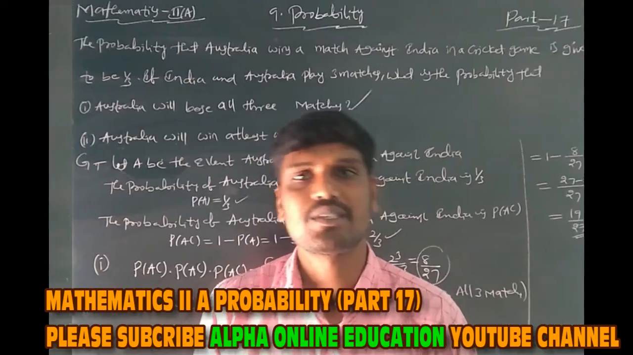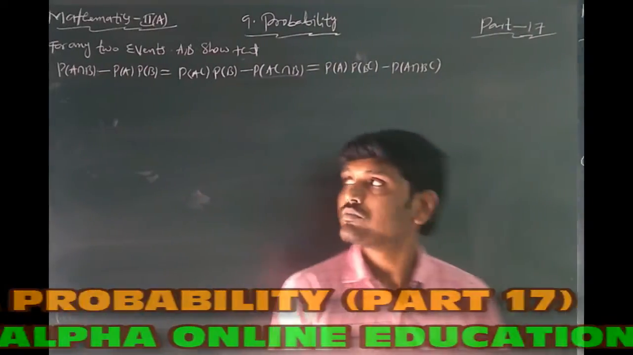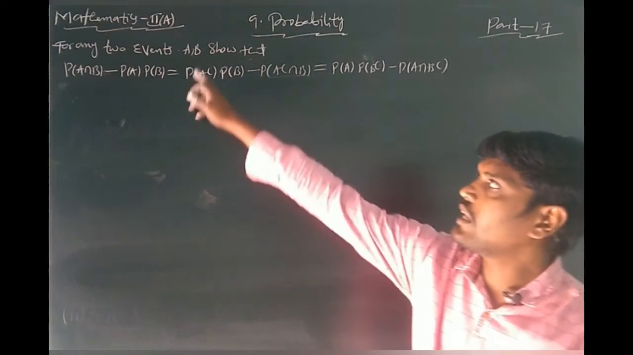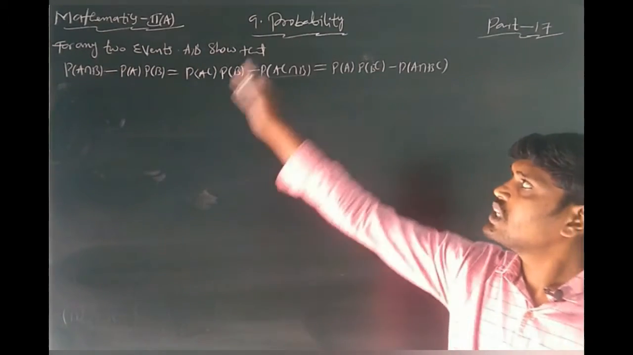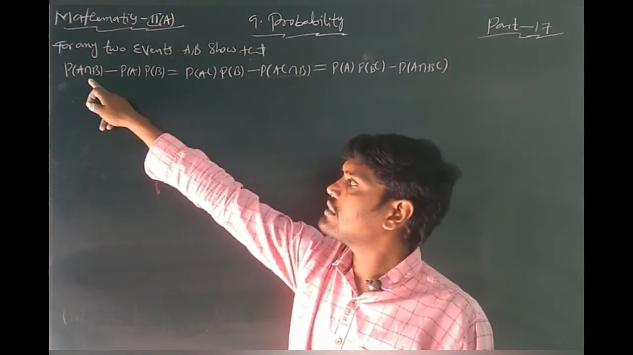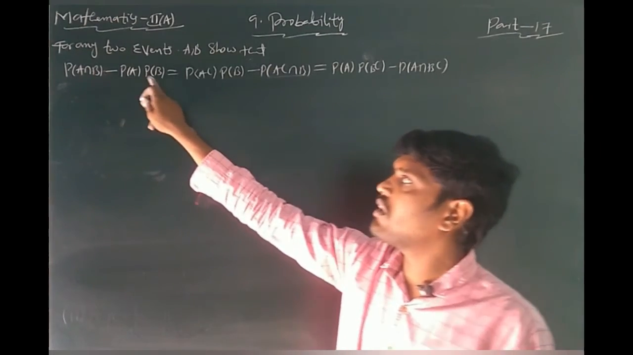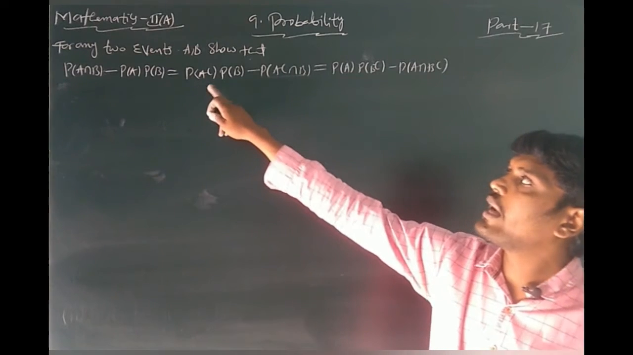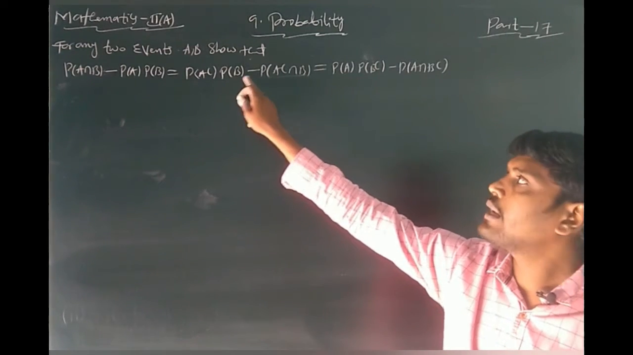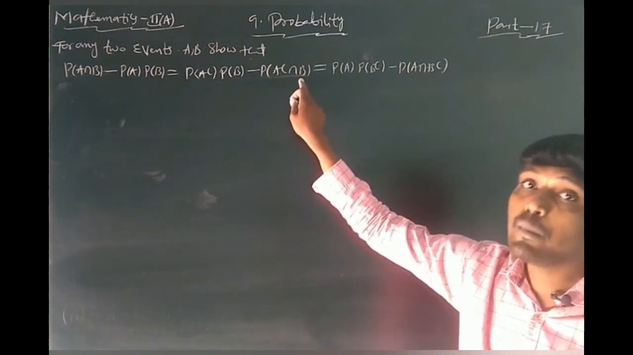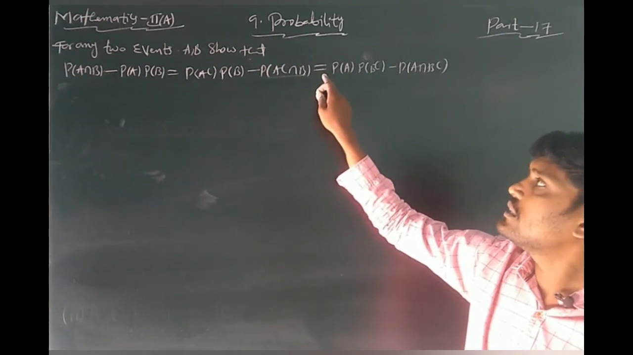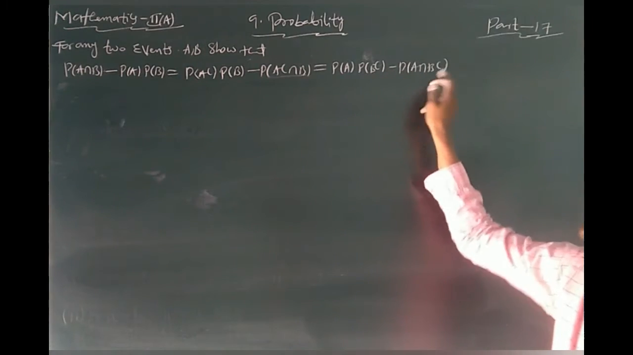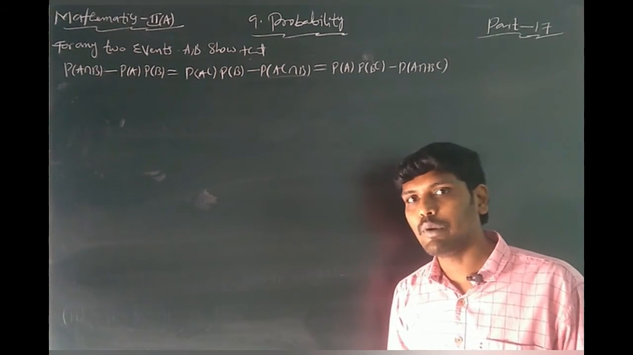These are model problems. Next problem: for any two events A, B, here A, B are any two events, show that P of A intersection B minus P of A into P of B, that is equal to P of A complement into P of B minus P of A complement intersection B, is equal to P of A into P of B complement minus P of A intersection B complement.